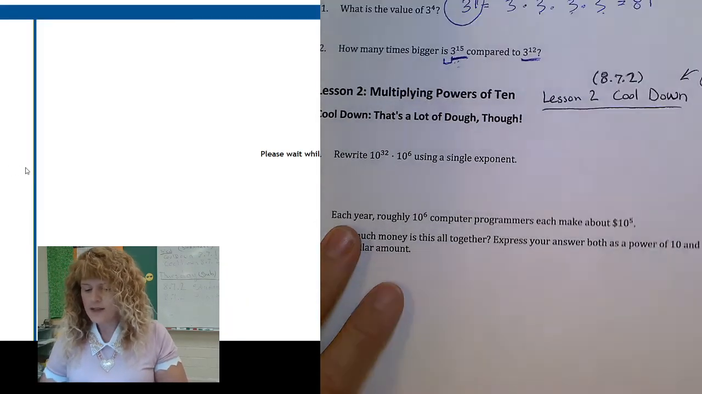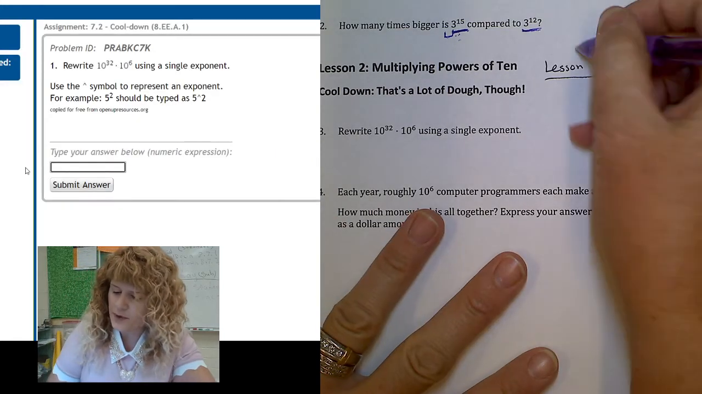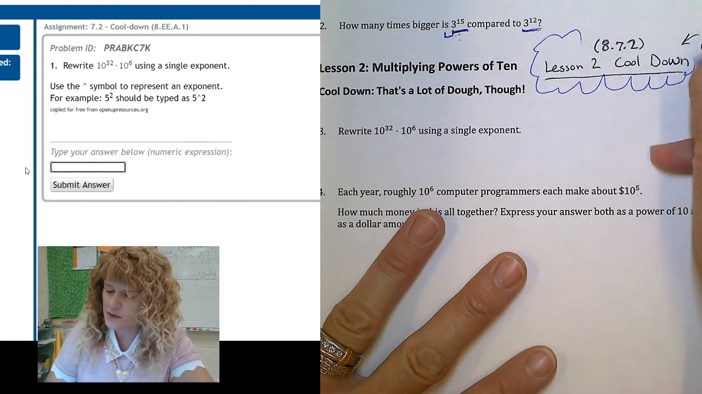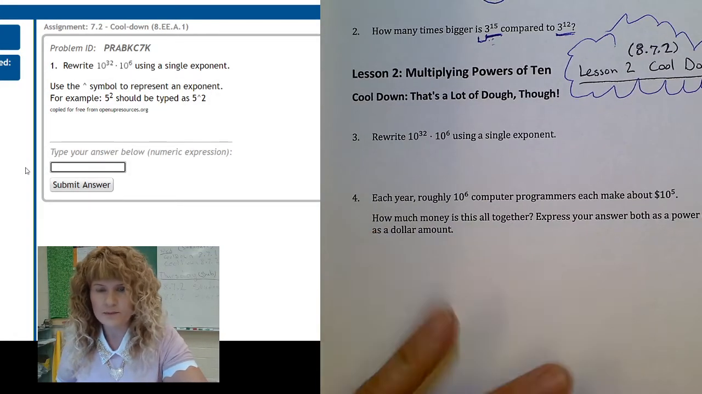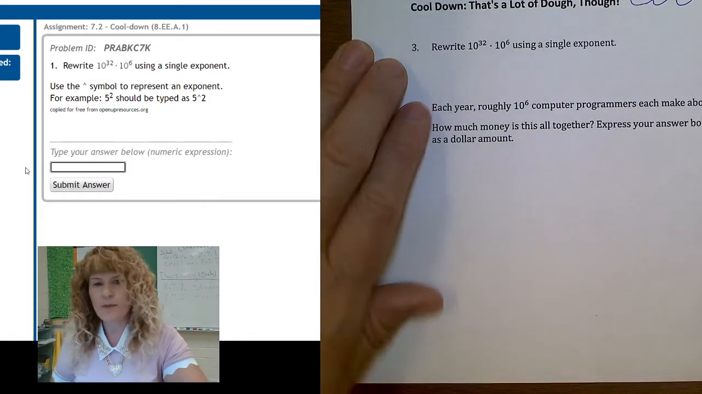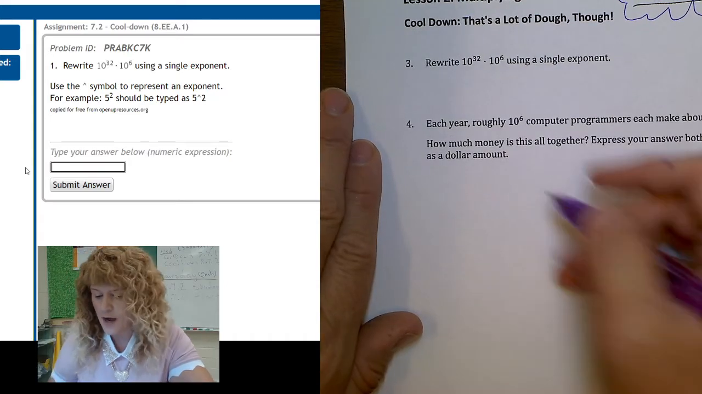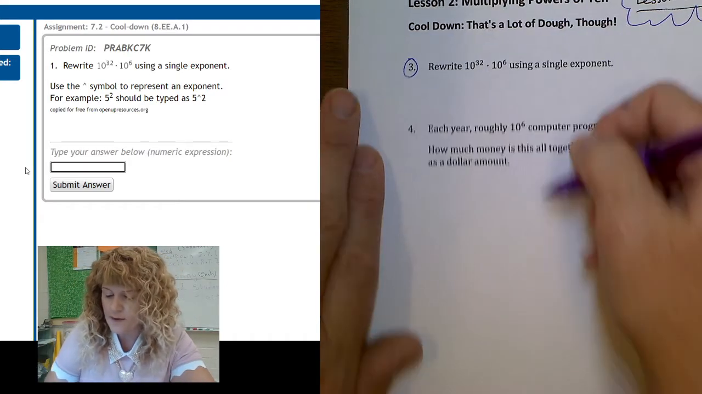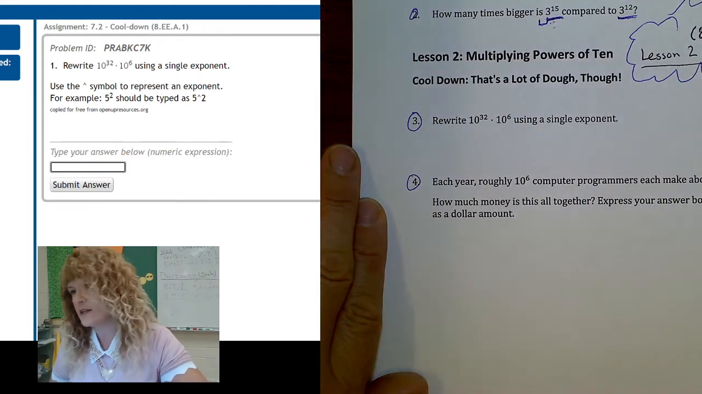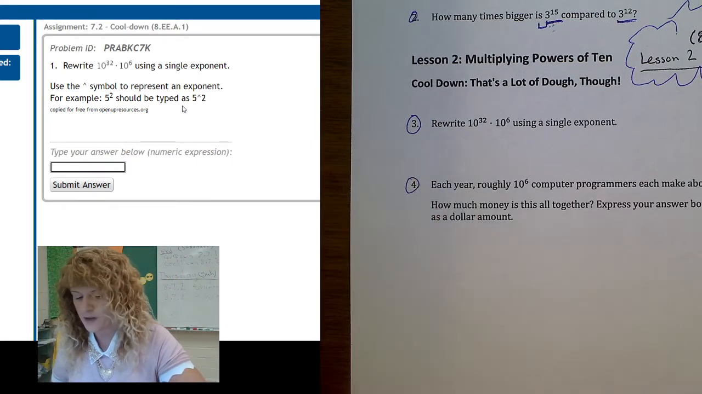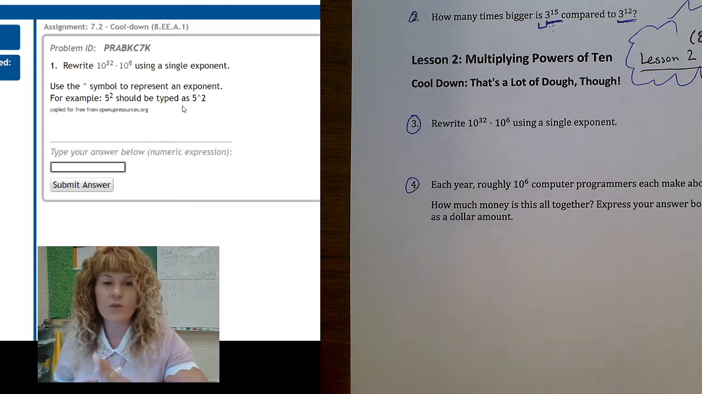Okay, this is 8.7.2, Lesson 2, Cool Down. You clicked the link in the Google Classroom. You also have it on your paper if you want to see it on paper. I numbered it 3 on the paper because it's 1, 2, 3, 4, but there's no numbers in your assignment that you see on the computer. I'm only checking what you enter into the computer.